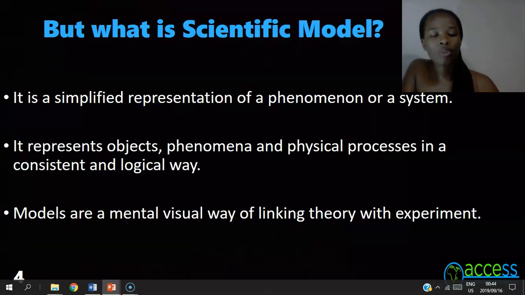It can represent objects, phenomena, and physical processes in a consistent and logical way. Meaning, models are a mental visual way of linking a theory with an experiment. Therefore, what is the difference between a fashion model and a scientific model? There's not much difference, it's just that a scientific model is a way of linking theory with an experiment, whereas a fashion model is all about making clothes for people, mimicking someone else.